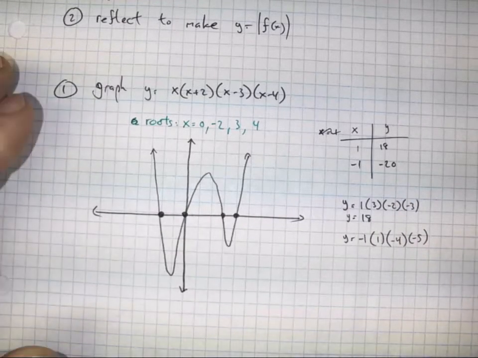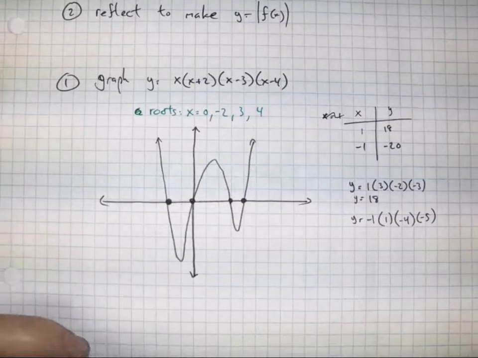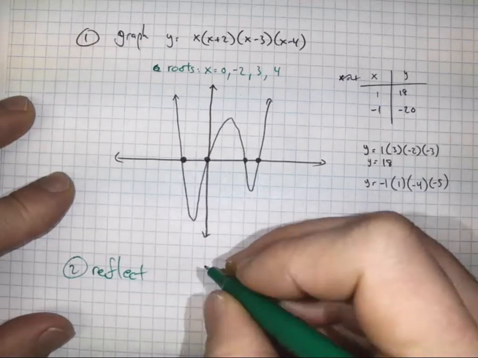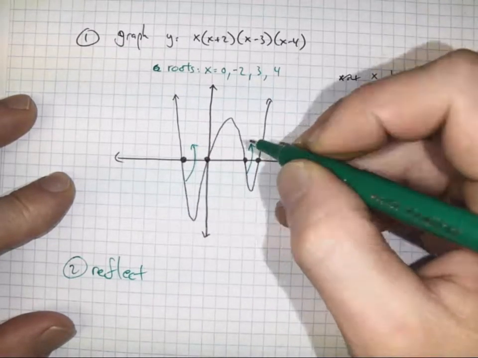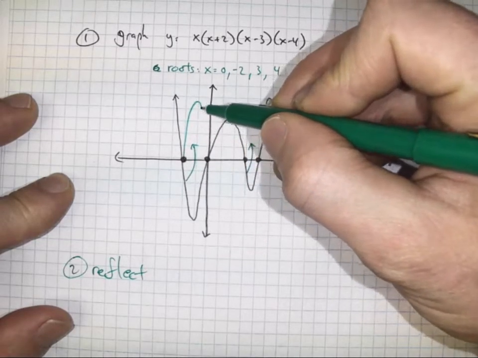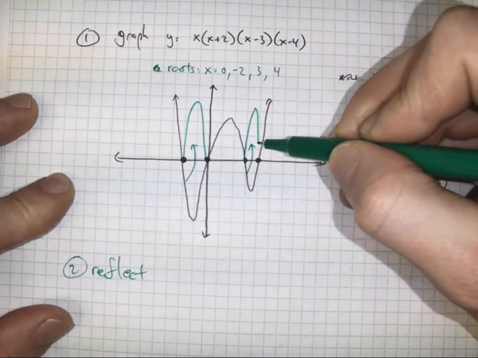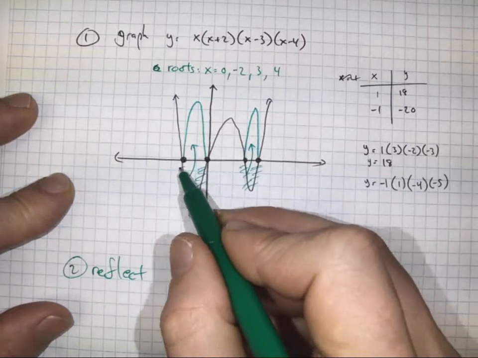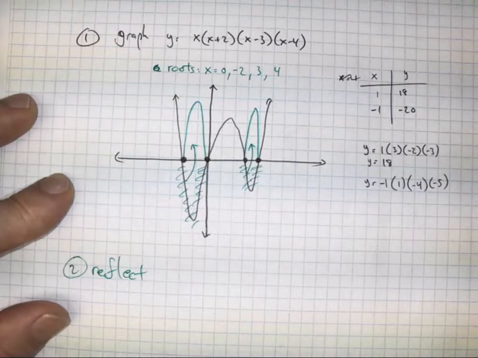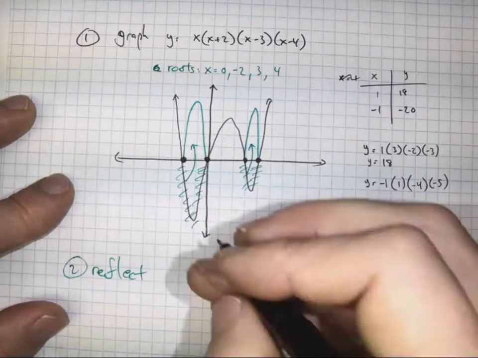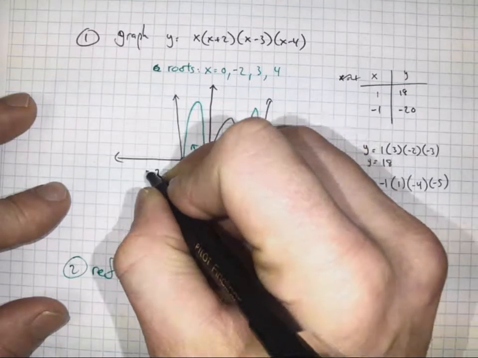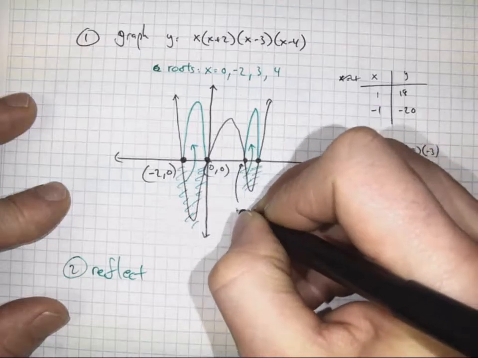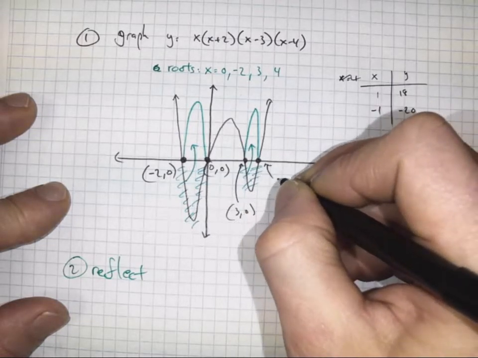And I'm not done, because now I need to reflect. So I should use a different color for this. So these guys have to flip up. And so they're going to move up like this. And maybe we'll do this to indicate these guys aren't on the graph anymore. And that is our new graph. And the x-intercepts are negative 2, 0, that's 0, 0, that's 3, 0, and that's 4, 0.